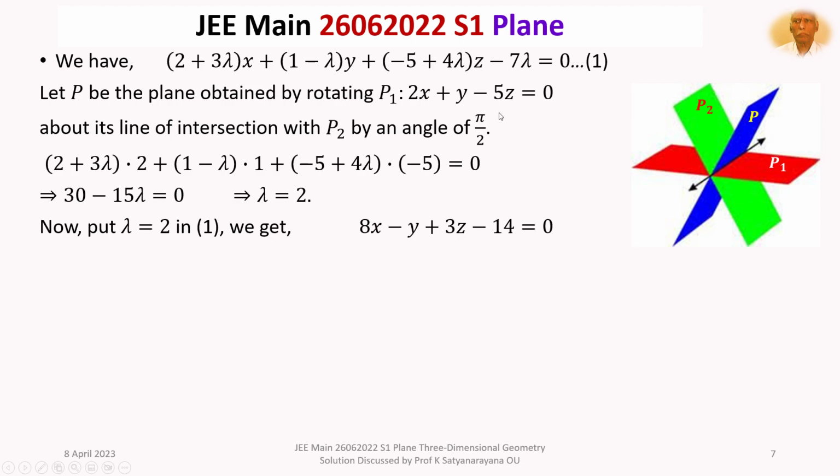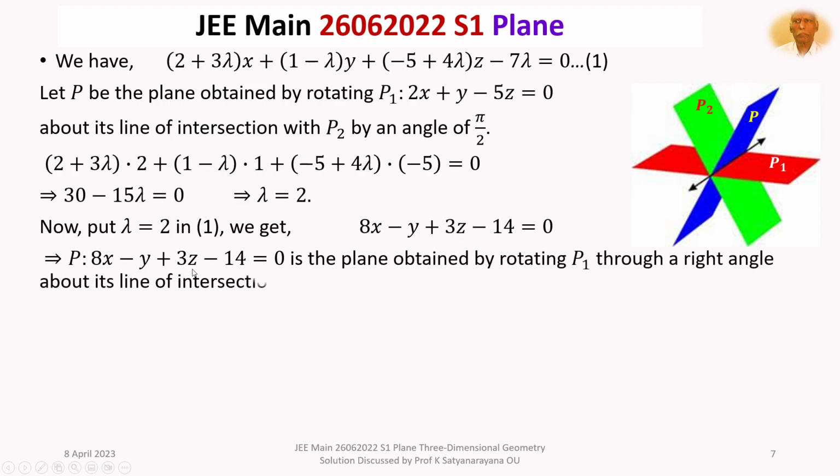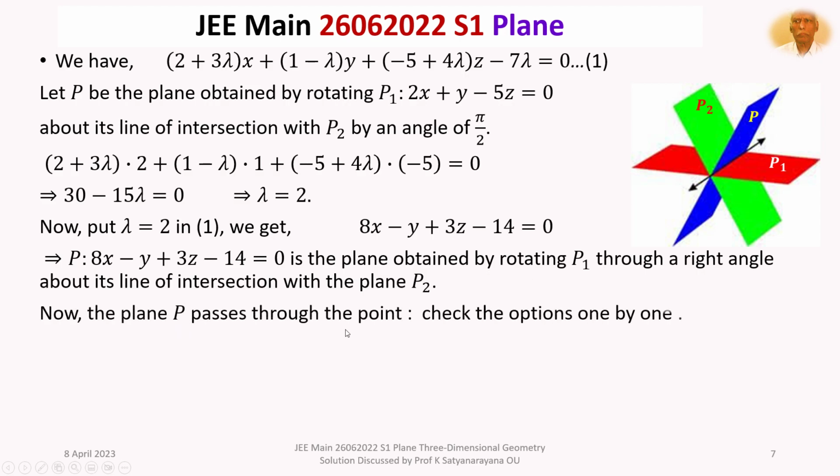So this member of the family is obtained by rotating P1 by an angle pi by 2 about the line of intersection of these two planes. The plane P is given by 8x minus y plus 3z minus 14 is equal to 0, the plane obtained by rotating P1 through a right angle about its line of intersection with the plane P2.